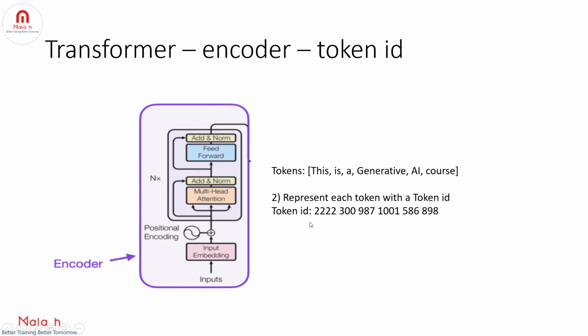So just assume the position of the word this is 2222, the position of is 300, the position of a is 987, the position of the word generative is 1001, the position of the word AI is 586, and the position of the token course is 898. Okay, so that is how we represented each token with a token ID.